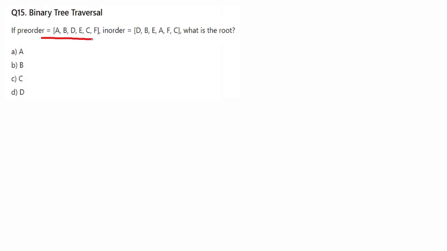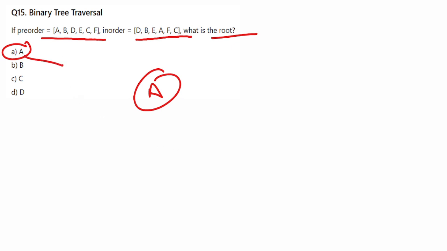Now, if the pre-order is A, B, D, E, C, F, and the in-order is D, B, E, A, F, C, what is the root here? The root here is option A. A is the root, because pre-order always starts with the root node. That's why option A is the correct one. In the in-order, this middle one is the root node, and the same root node is A. How do we find it? Because we know that in pre-order the root comes first.